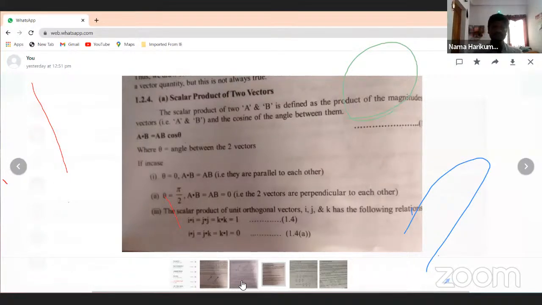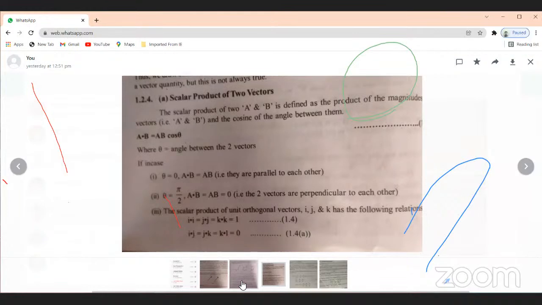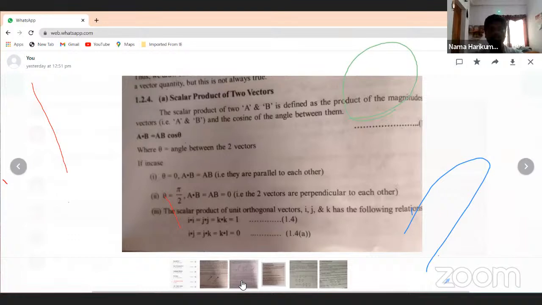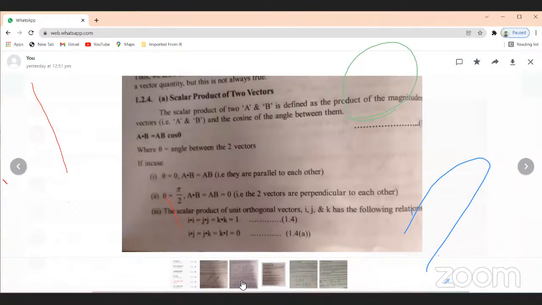So next one is I cross j equal to k, j cross k equal to I, k cross I equal to j. Sir, could you come again, please? Right. The first one is clear: I cross I, j cross j, k cross k equal to 0. Yes, sir. Very good.